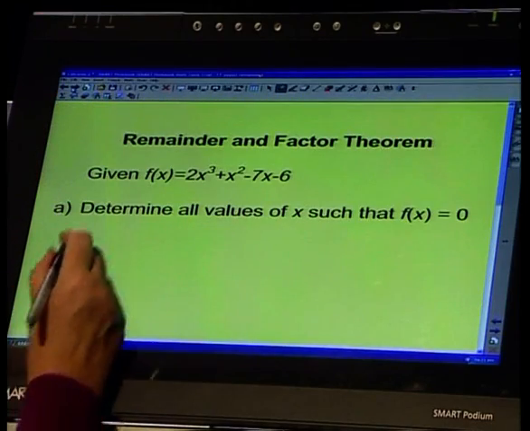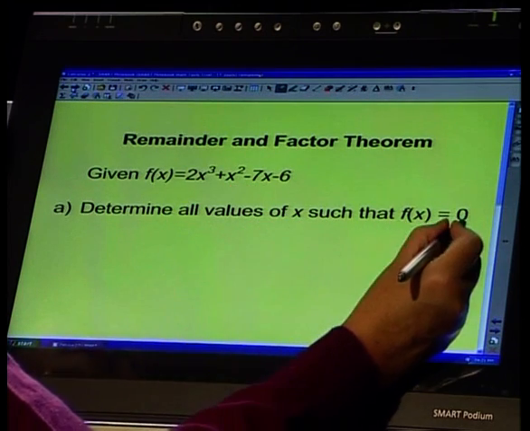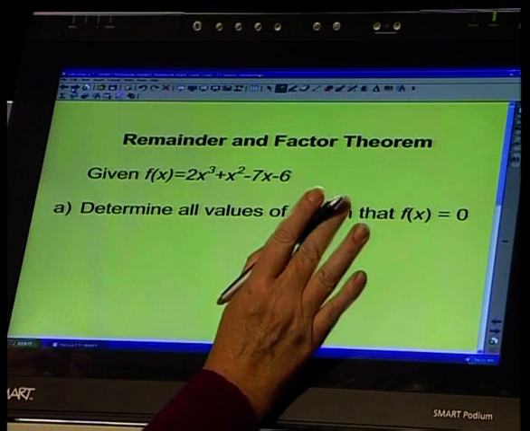Well, they might, but it's unlikely. So what I need to do now is perhaps to show you how we make our decision on how something is a factor. Let's look at the next question. Given this, determine all values of x so that f of x equals 0. So we're jumping straight into the frying pan here.